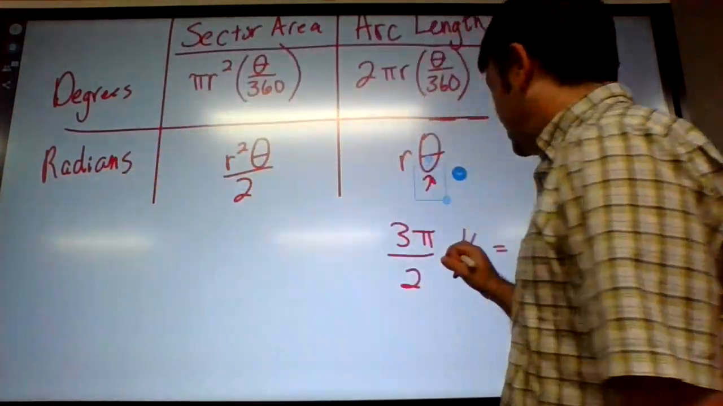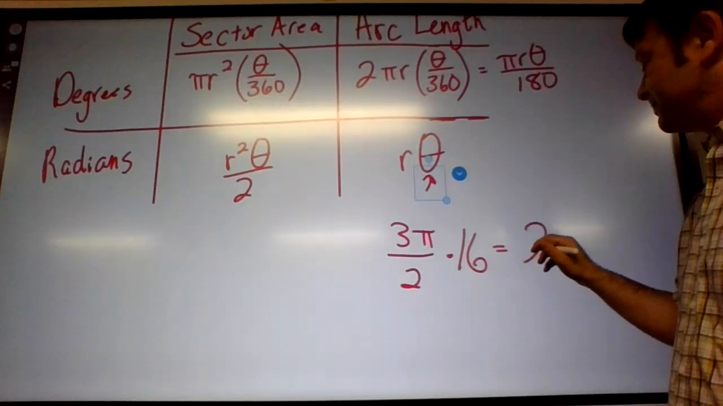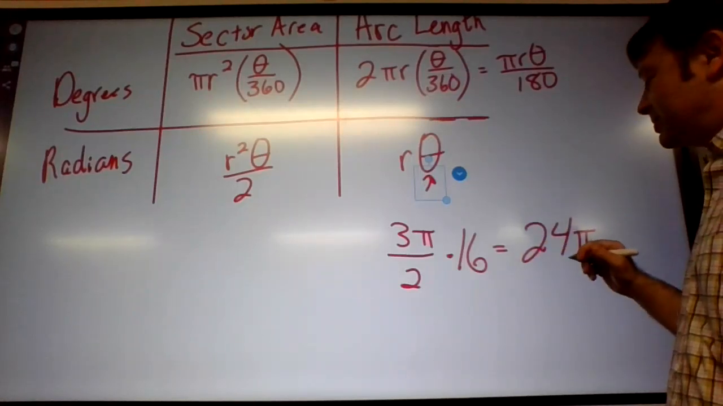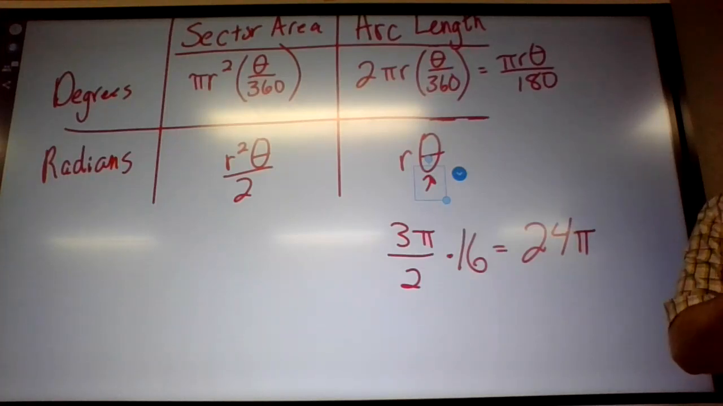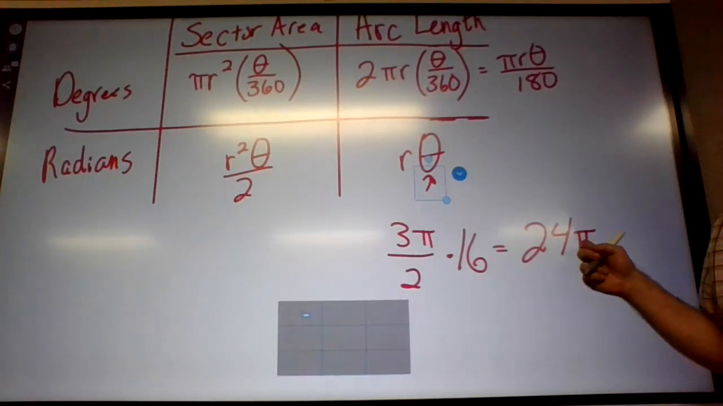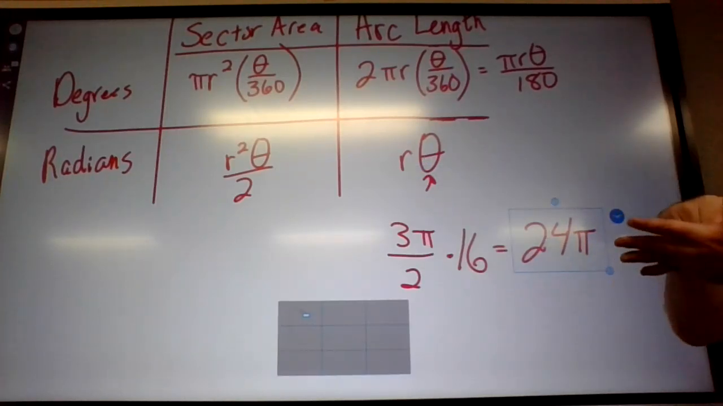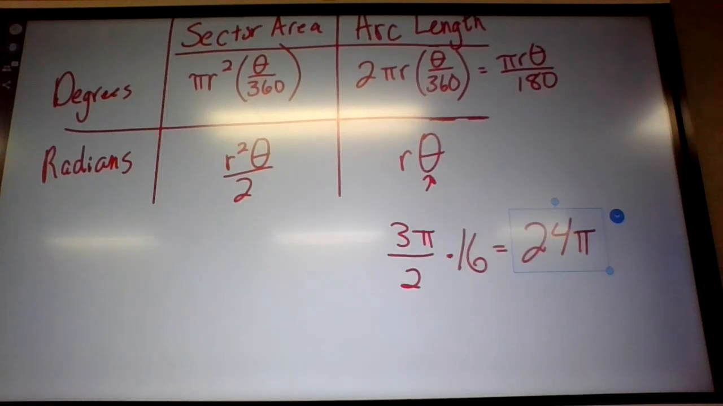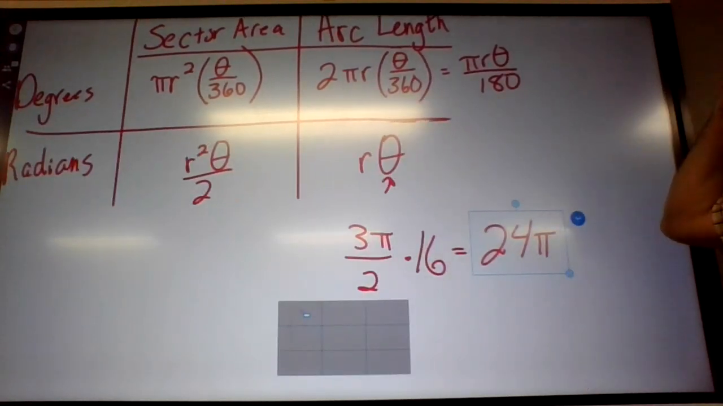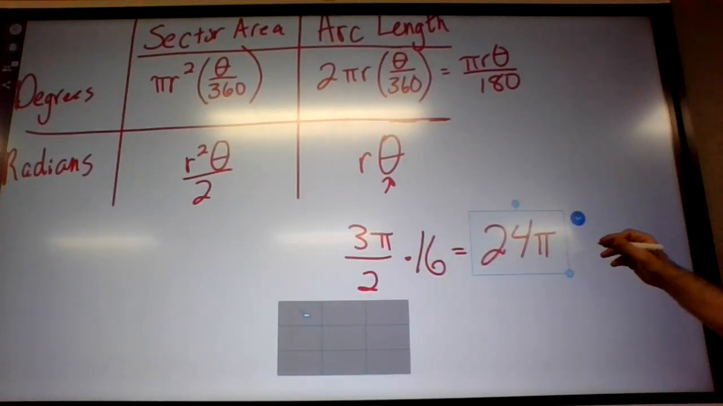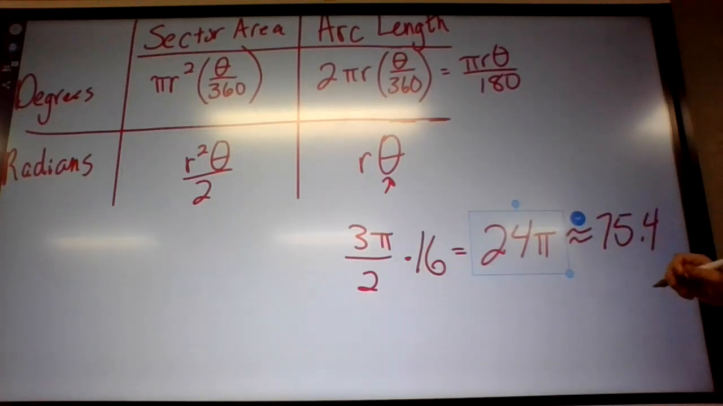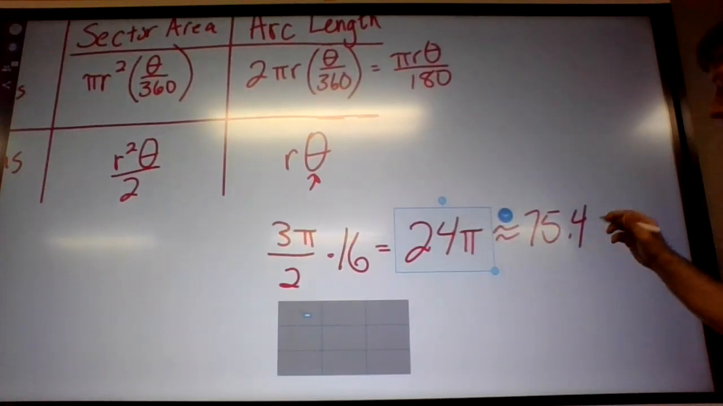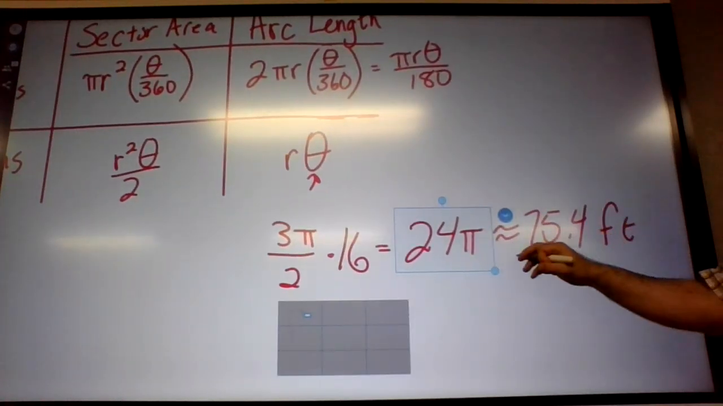Now, normally when we do this, like if we were in the book, they would just put 24 pi. But because these directions said round to the tens place, we want the decimal version. So just hit that decimal button on your calculator. You are correct.